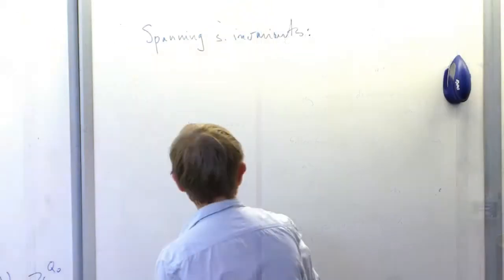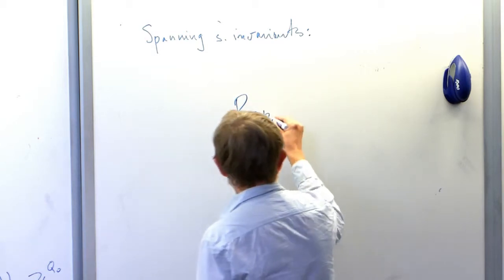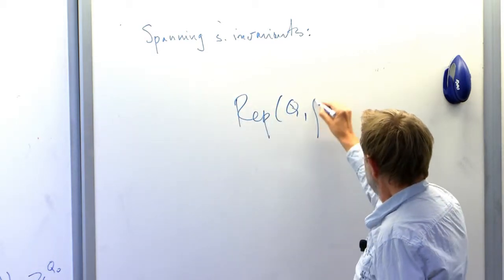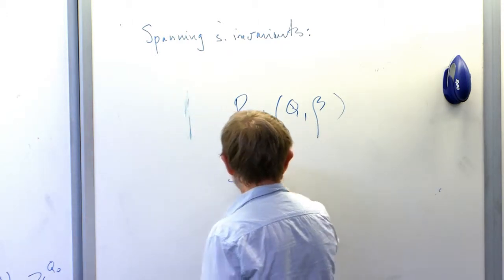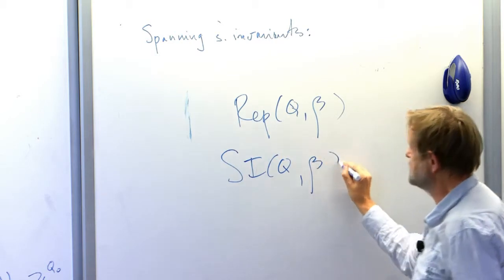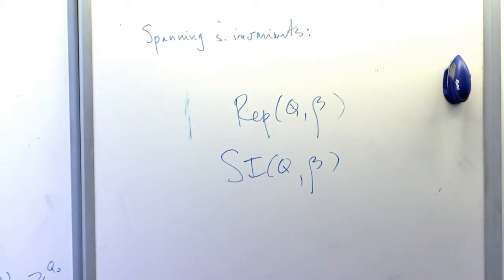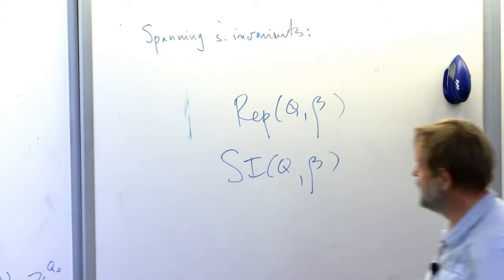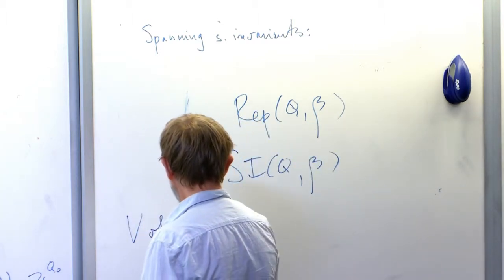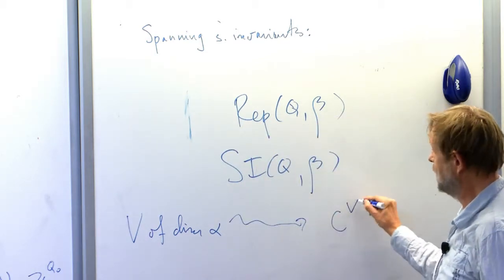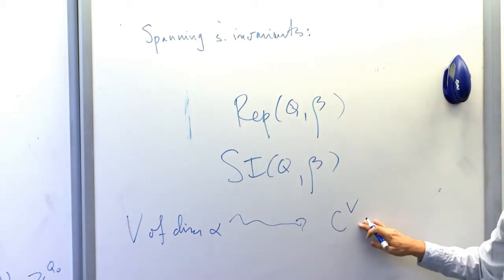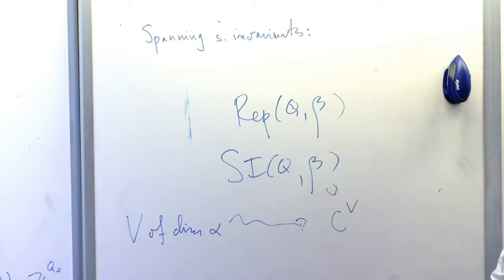So what we'll be doing, I take Rep Q beta, and I want to calculate this SI Q beta. I want to tell you what spans this set. But the way I'll do it, I take now a representation V of dimension alpha, and to each V I associate, under certain conditions, a semi-invariant CV. And then the idea will be that those CVs will be spanning semi-invariants.